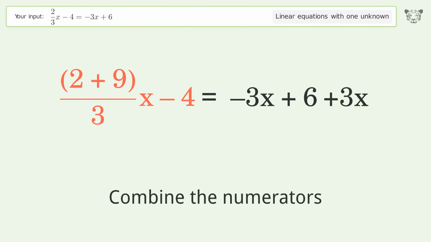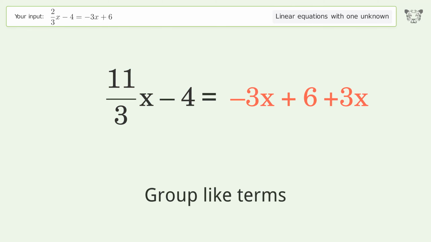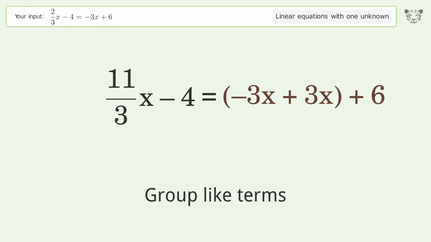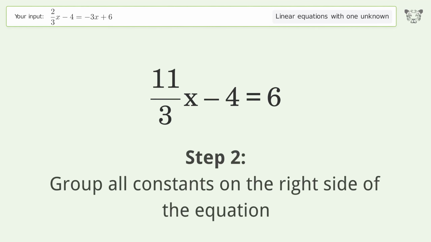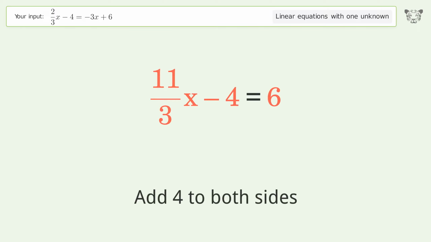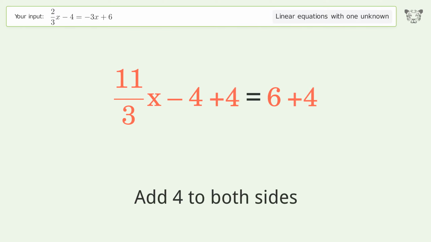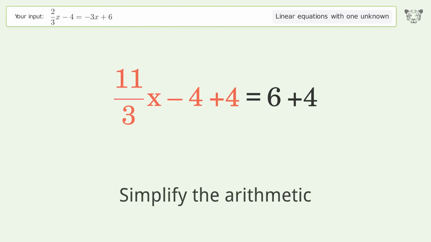Combine the numerators. Group like terms. Simplify the arithmetic. Group all constants on the right side of the equation. Add 4 to both sides. Simplify the arithmetic.